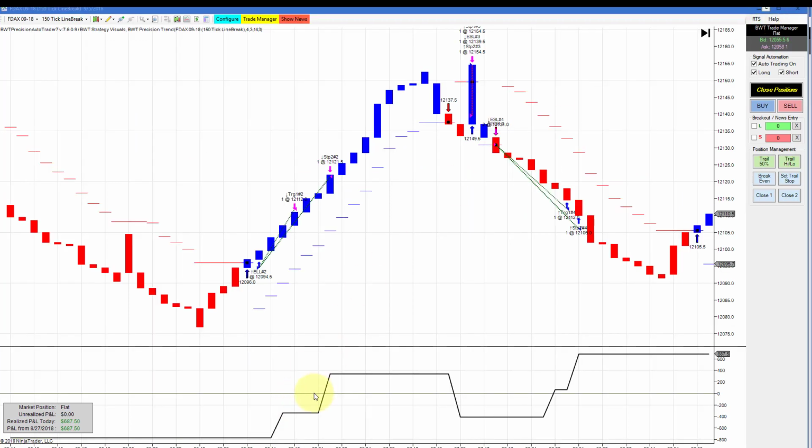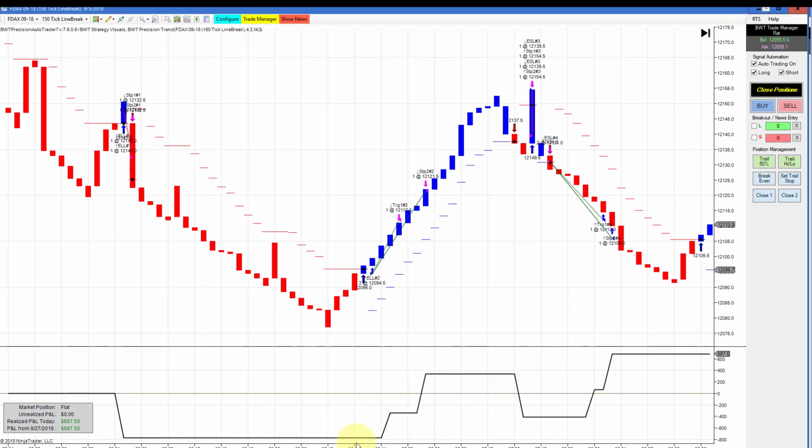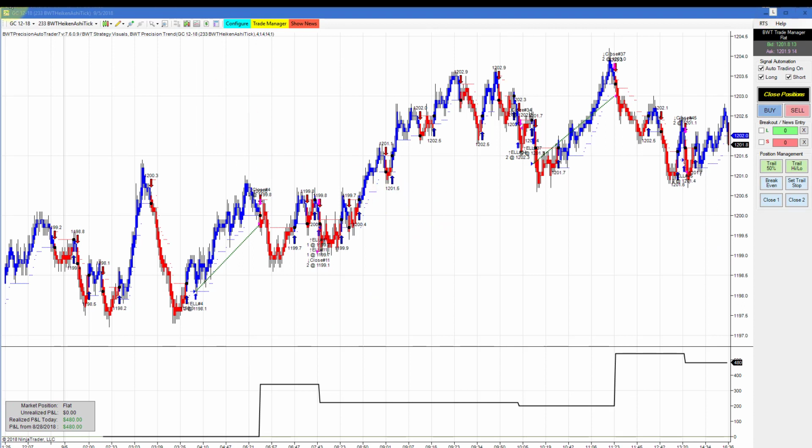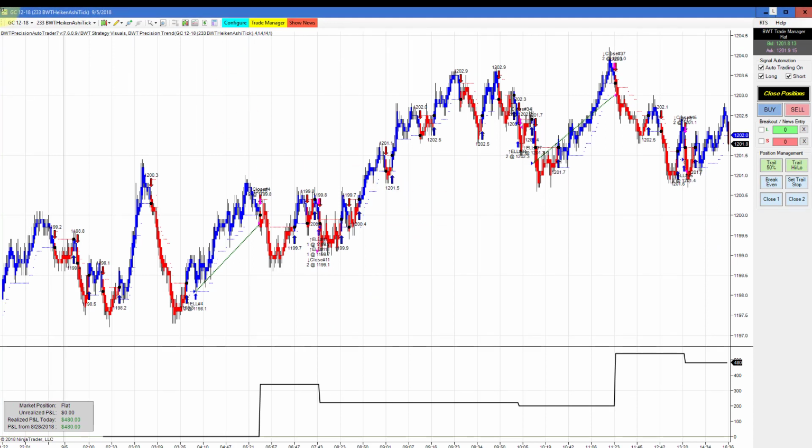Okay, the DAX on a 150-tick line break chart has been doing pretty well. This drew down about 400 per contract and then recovered to 687.50 on 2 contracts. And then finally, the gold on a 233 Heikin-Ashi chart had, looks like, 3 trades and finished at 480 for the day. That's all for today's video.